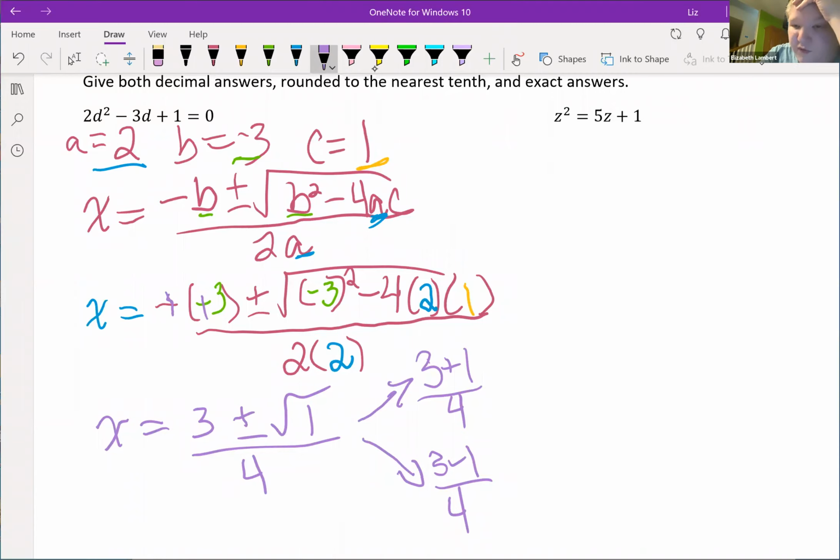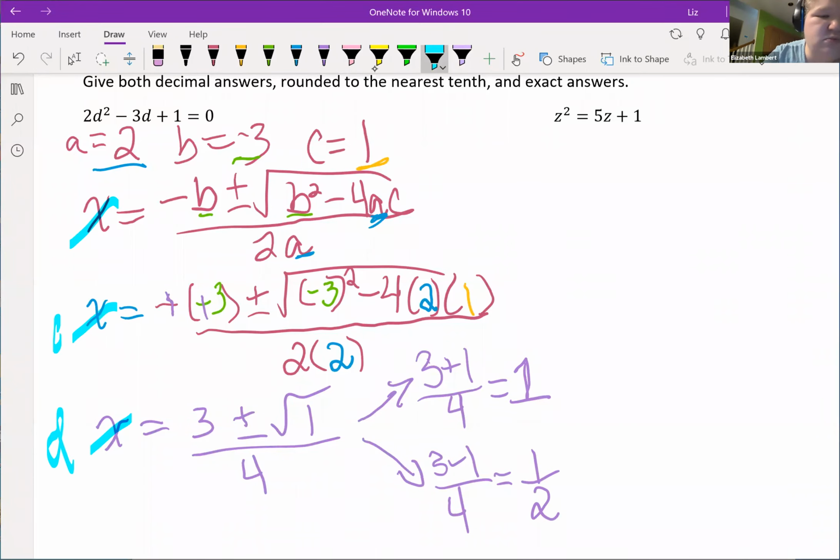So 3 plus 1 is 4. 4 over 4 is 1. So one of our solutions is the whole number 1. 3 minus 1 is 2. 2 over 4 is 1/2. Our other solution is 1/2. Now I want you to rewind. This was actually in terms of d, so each of these actually should have been a d.